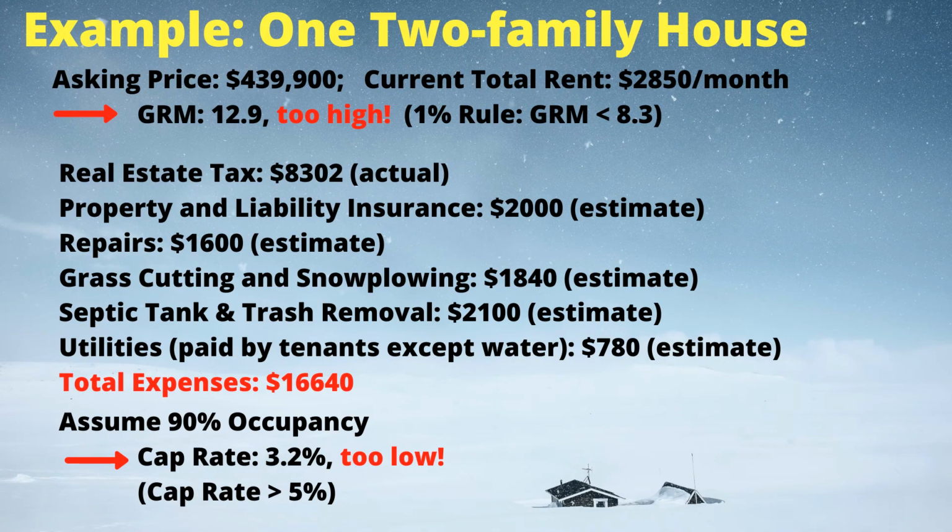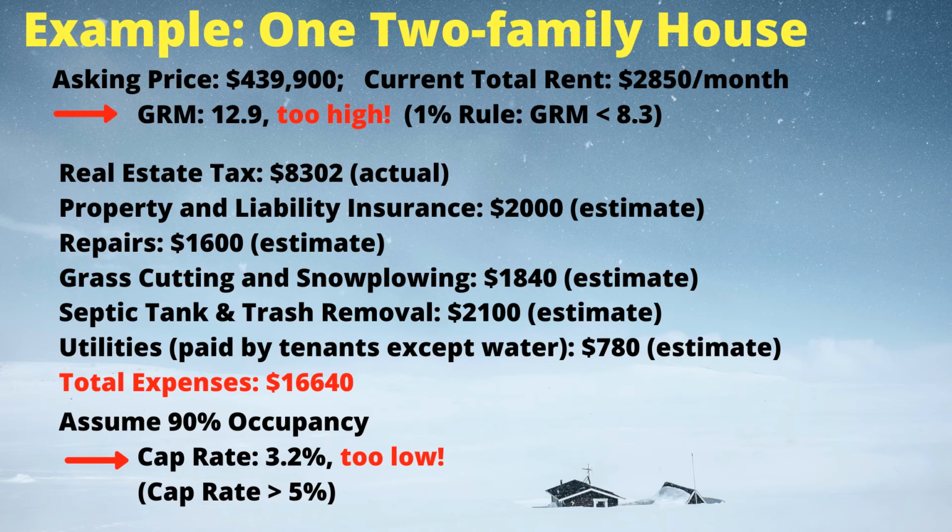Well, this two-family house is not a good investment property, since the GRM is too high, 12.9, and the cap rate is too low at 3.2%. Most real estate investors think that the cap rate makes a better indicator of the performance of an investment property. However, a property's operating expenses estimate may not be accurate for new investors. Therefore, the cap rate is more difficult to verify as opposed to GRM.